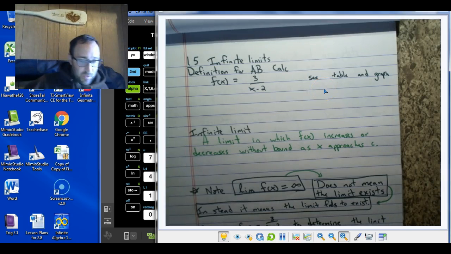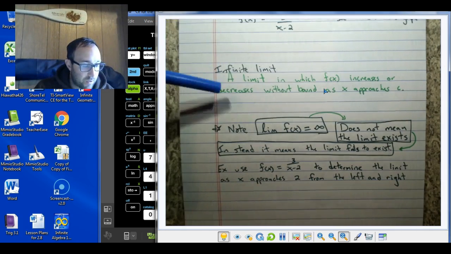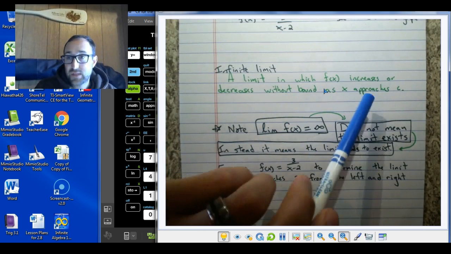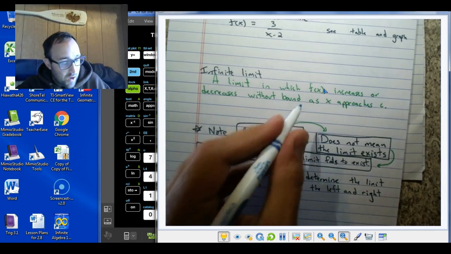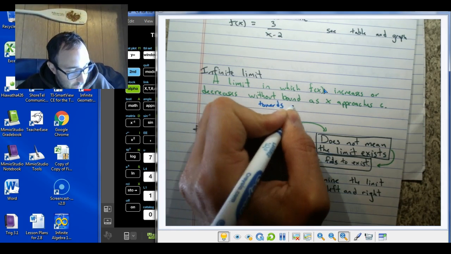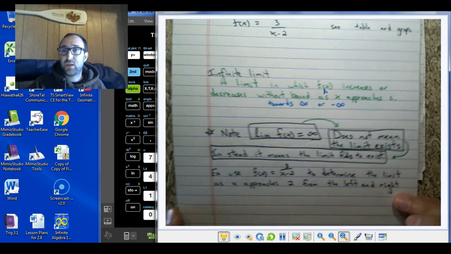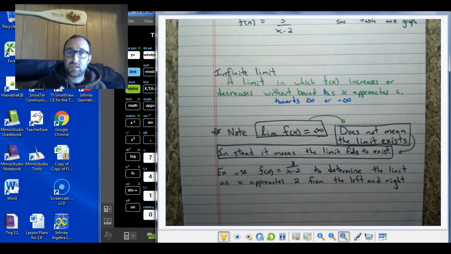Okay, so here's our definition. A limit in which f of x increases or decreases without bound as x approaches c. When they say without bound, that really means it's going towards infinity or negative infinity. It's not going to slow down, it just keeps on going up towards infinity.